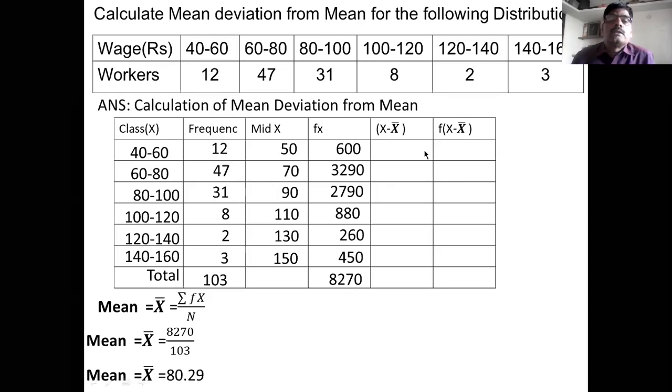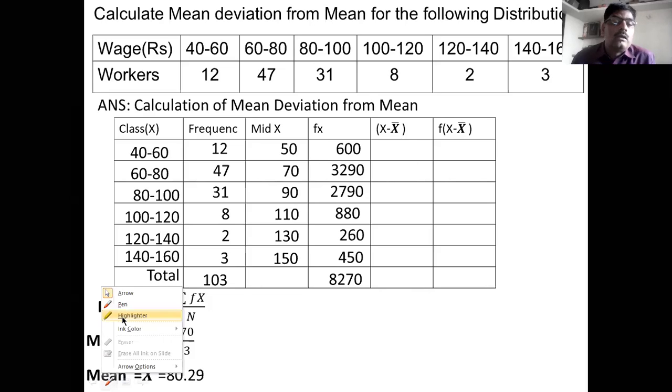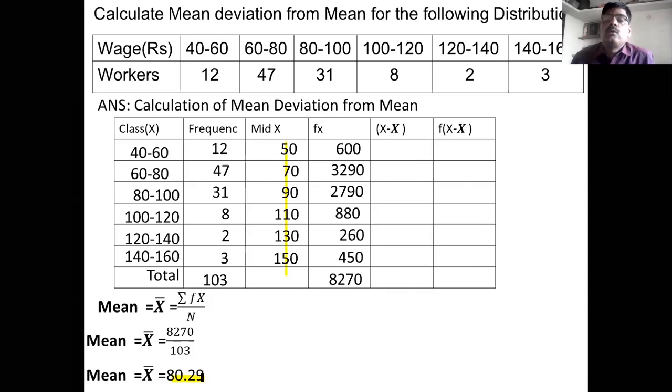These 2 columns you have to complete: x minus x bar. X means mid x. X bar means the average calculated. So you start the deductions. X column means this is the x column. In this column, you deduct this 80.29. 80.29 is common for all the values. Deduct and ascertain the value.